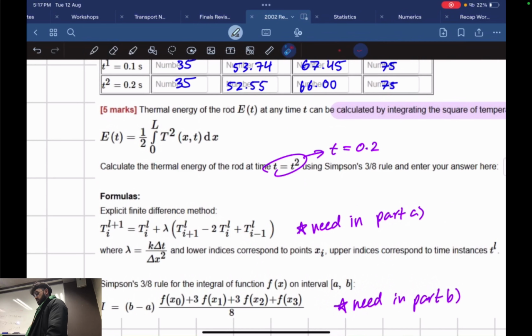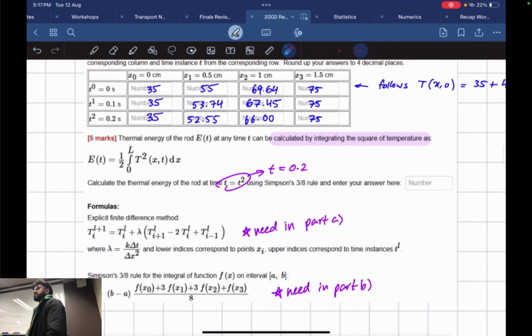Okay, so that's pretty much all of numerics, week 9 and 10. Not all of numerics, just week 9 and 10, sorry. But that's what we got in our finals last year.